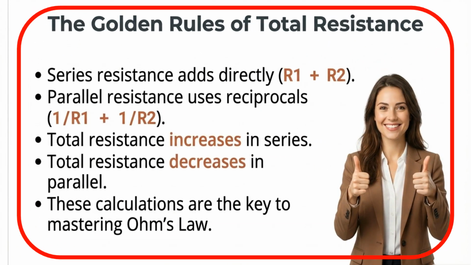Remember the golden rules. Series resistance adds directly, and parallel resistance uses reciprocals. Total resistance increases in series and decreases in parallel. These calculations are key to mastering Ohm's law.